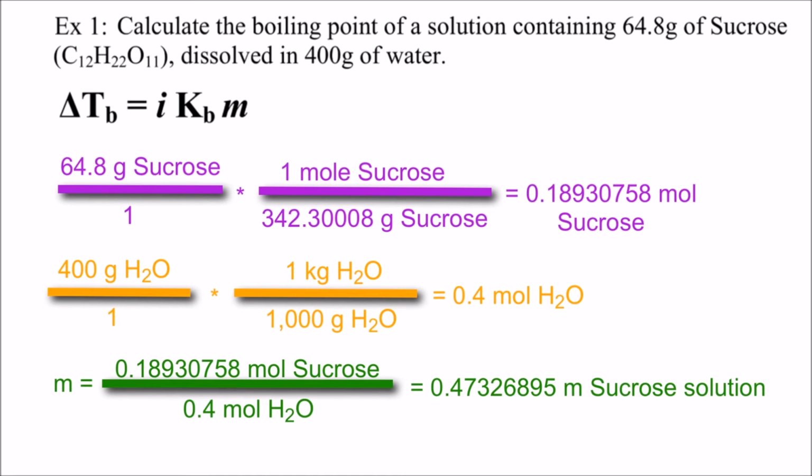Okay, so now we found the molality of the solution, which is right down here. So we have this variable figured out, we have this variable figured out, and now we need to know what the Van Hoff factor is. So in order to do that, we need to write the dissolution equation, or the net ionic equation, of sucrose dissolving in water. So let's do that.